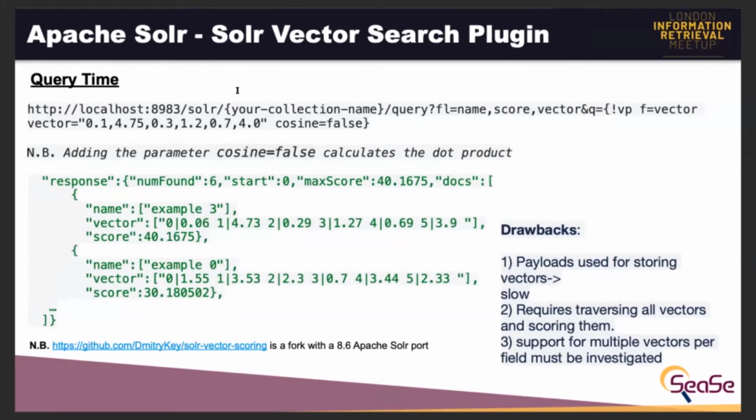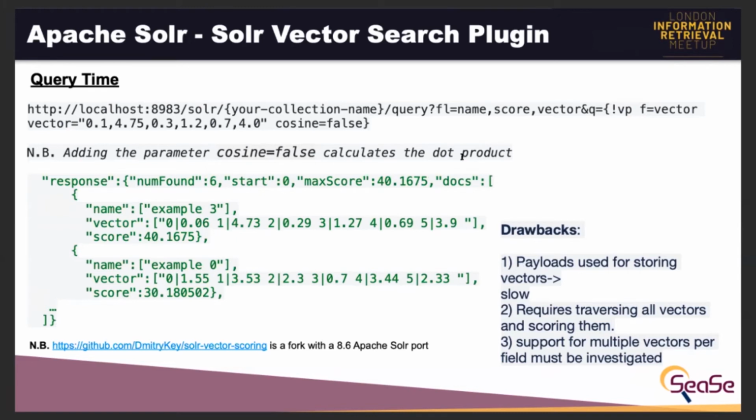At query time, it allows you to specify a query through a custom query parser, which is in the plugin, the VP query parser. Specify the field you are interested to apply vector-based search to, and the vector, the query vector. Then currently it supports two possible distances, the cosine distance and the dot product. So if you use the parameter cosine equal false, the dot product is going to be used, and this is going to be the score for documents.